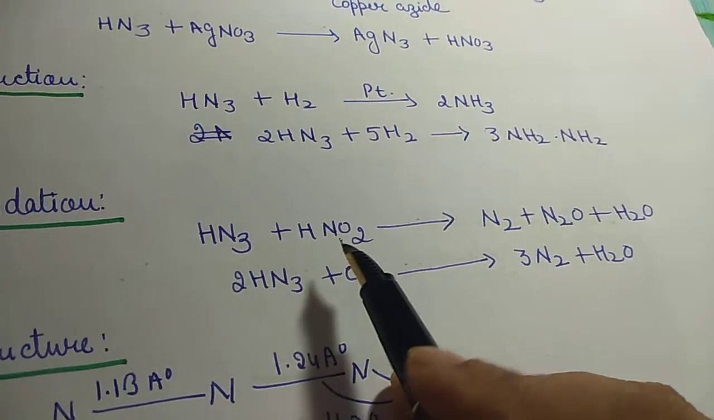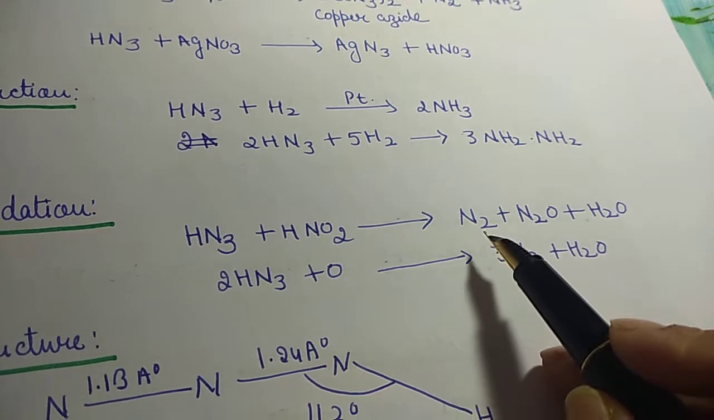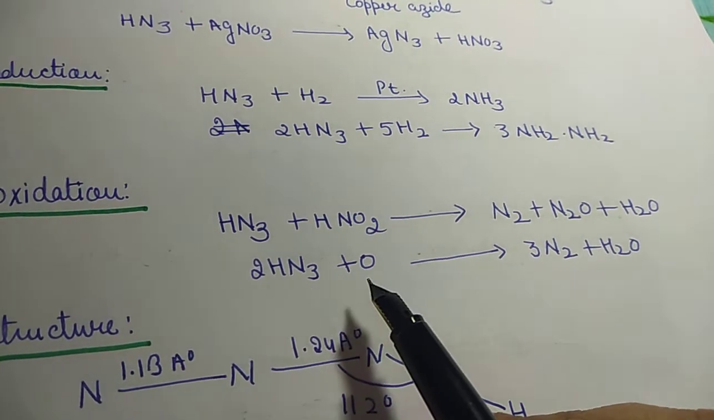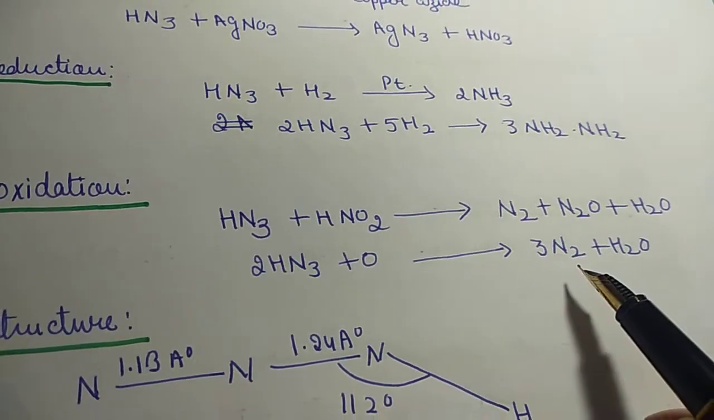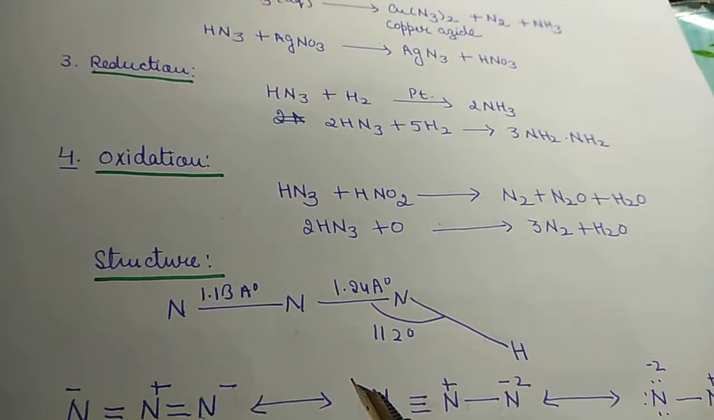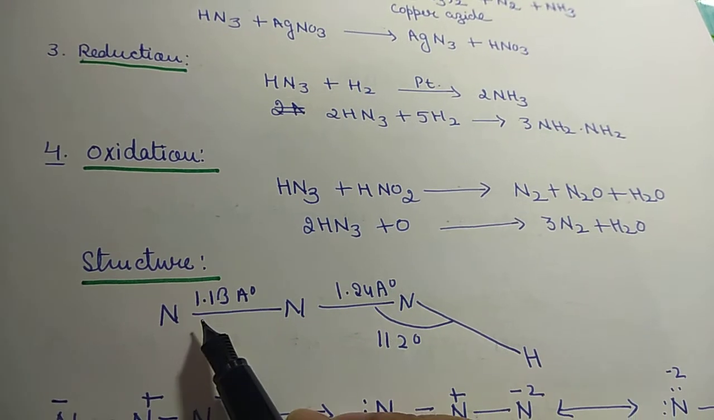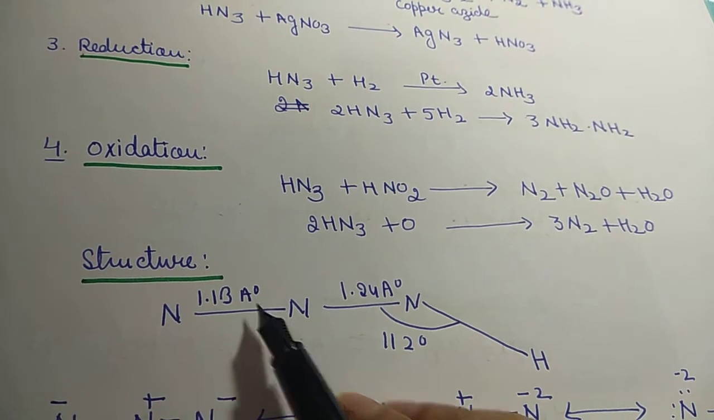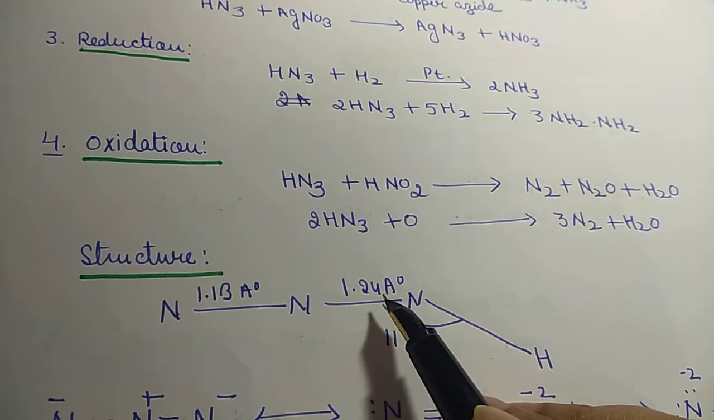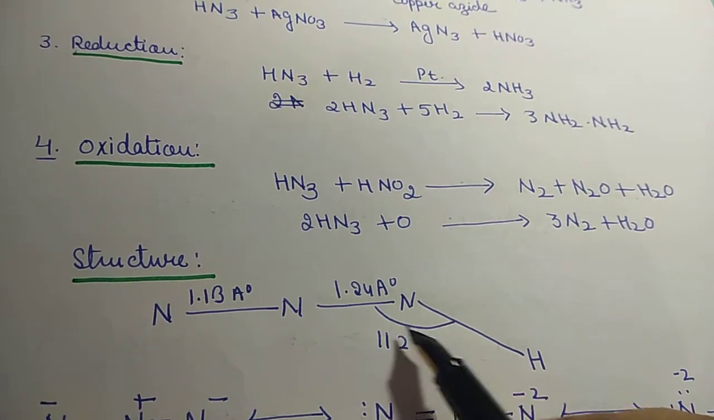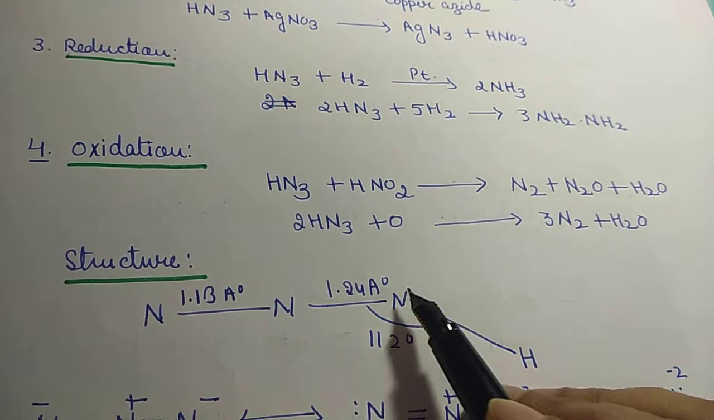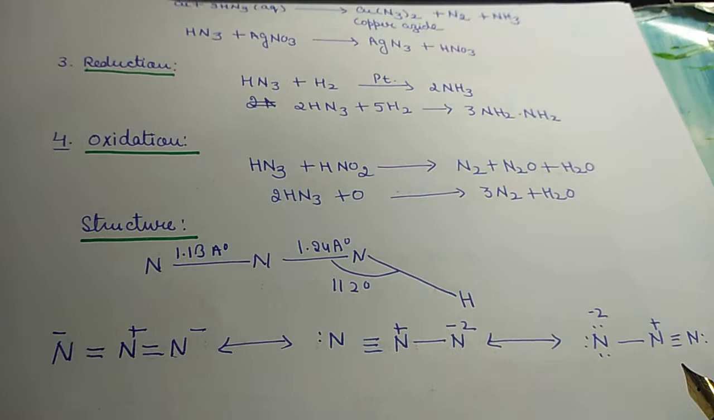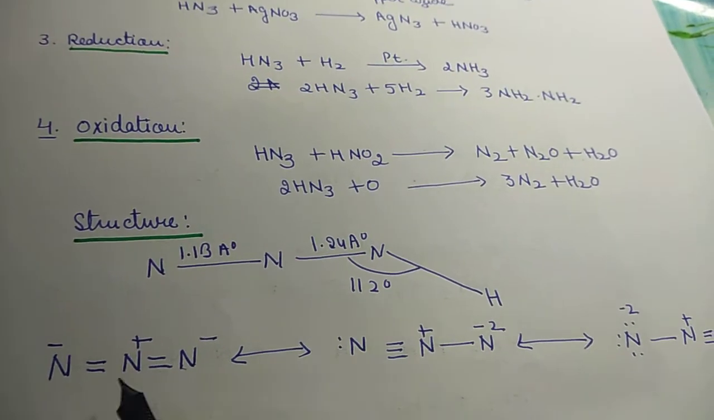Oxidation: on treatment with HNO2, it gives you nitrogen, nitrous oxide and water, and on treatment with nascent oxygen, atomic oxygen, it gives nitrogen and water. Then structure. The NN bond is 1.13 angstroms, and this bond is 1.24 angstroms. The angle is 112 degrees, and these are the resonating structures of the azide ion.